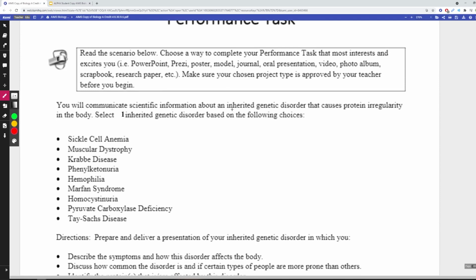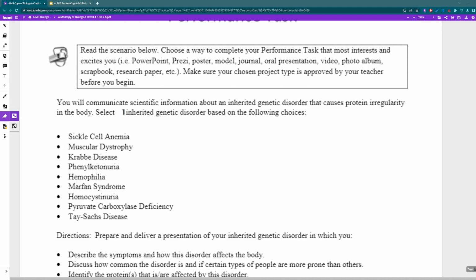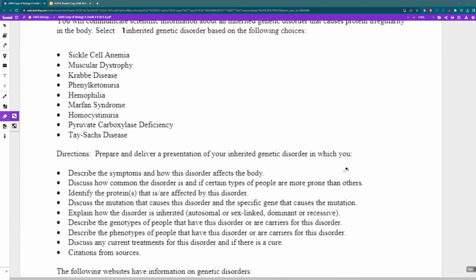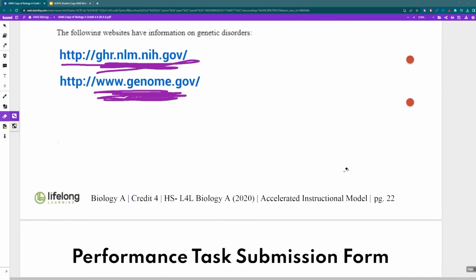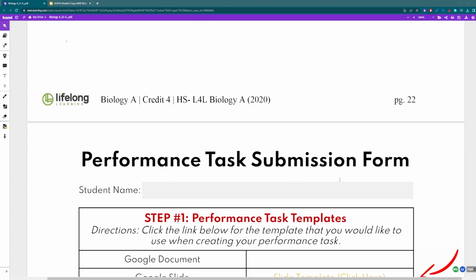Finally, we have come to our performance task piece. For this performance task, we have set you guys up for success. If we scroll on down to this page, we have a Google Slides template.